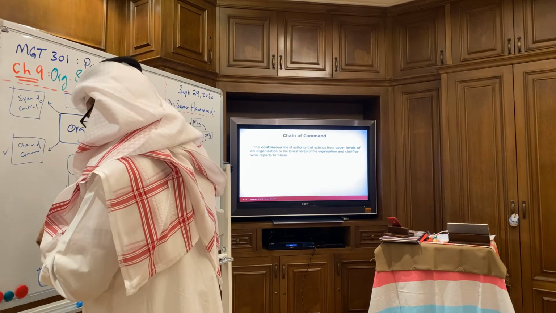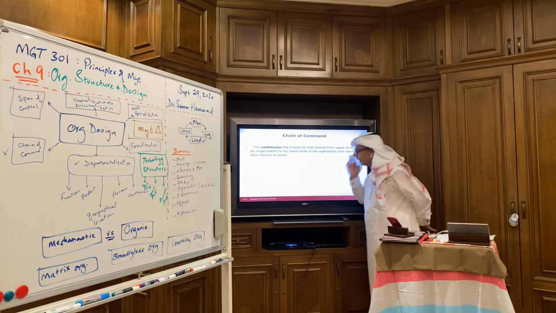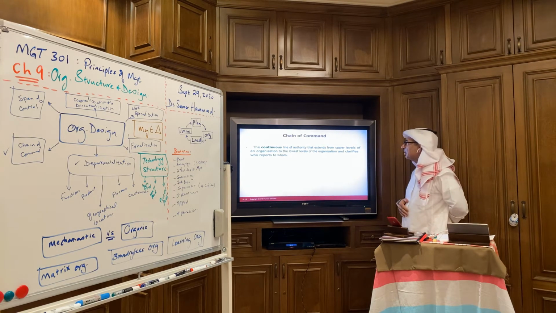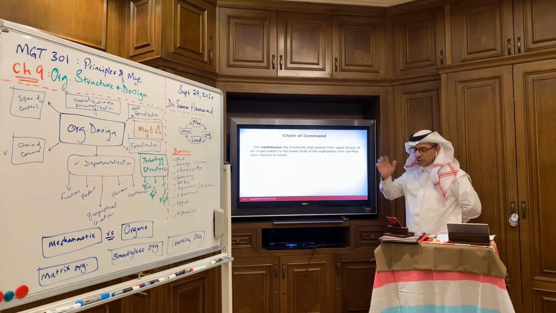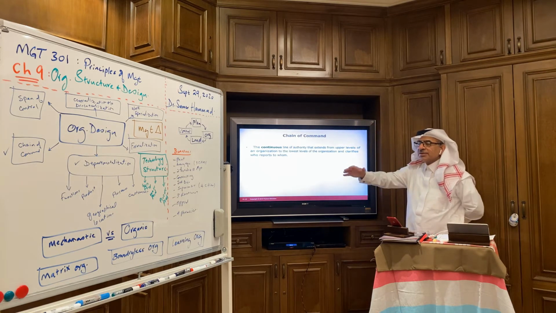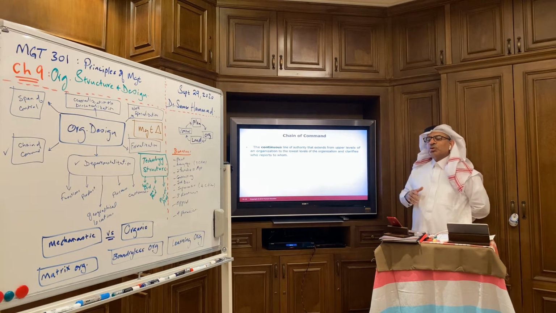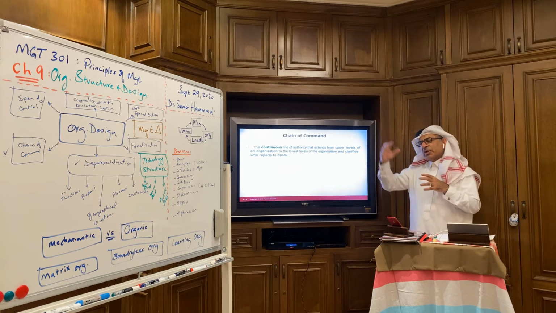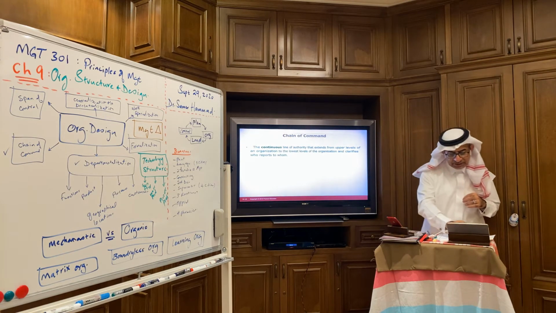Chain of command means the continuous line of authority that extends from the upper level of the organization to the lowest level of the organization and clarifies who reports to whom. You have to have lines between each function or department connecting the whole company together, so that we know who is responsible for what and who is reporting to whom. This is called chain of command.